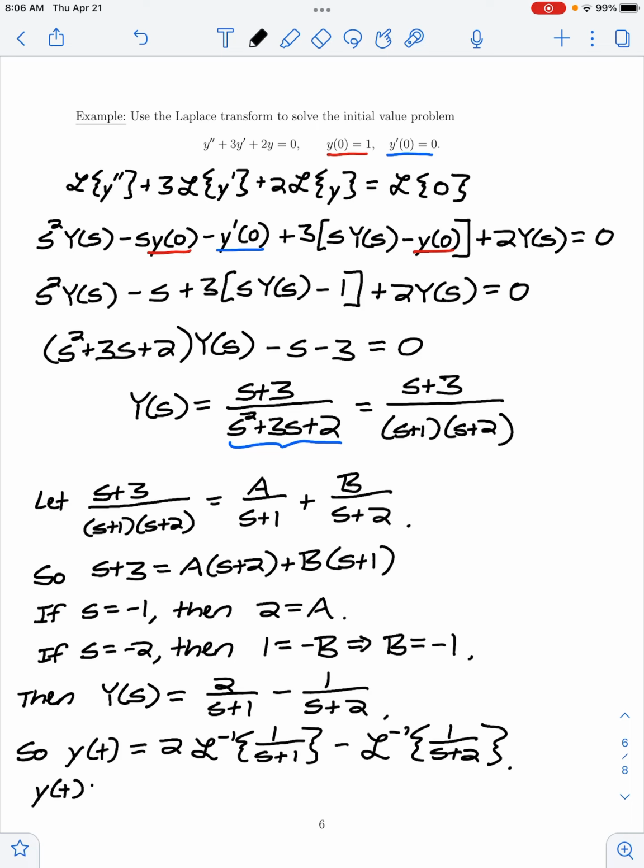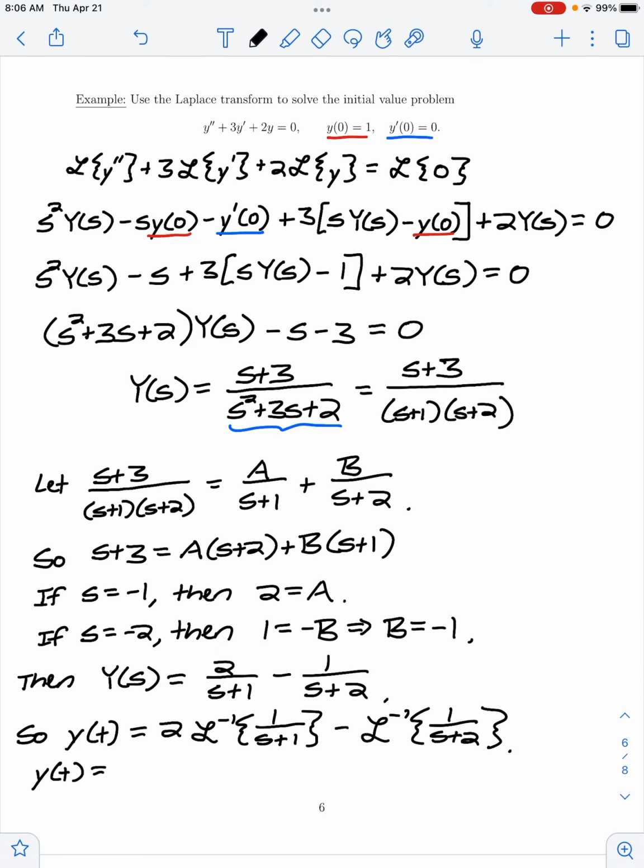So making use of property number 2 from our table of Laplace transforms, we find that this inverse transform is 2e^(-t) minus e^(-2t). And if you were to solve this initial value problem using a characteristic polynomial, you would find the same result. So here this method is consistent with what we would obtain by applying some other method.